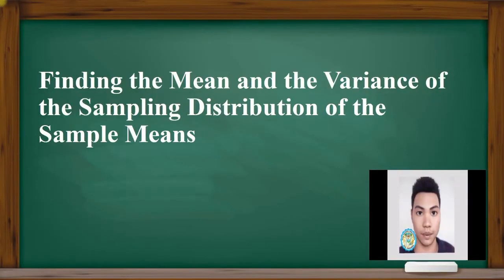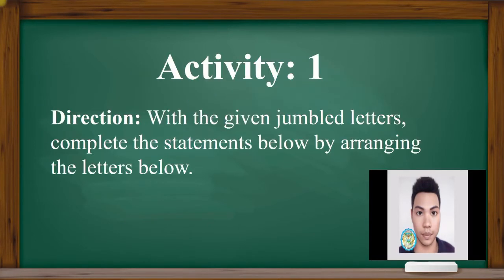Hello everyone, so today we will discuss finding the mean and the variance of sampling distribution of sample means. Before we start our lesson, let's have first a short review of our previous lesson. So let's have Activity 1. Direction: with the given jumbled letters, complete the statements below by arranging the letters.